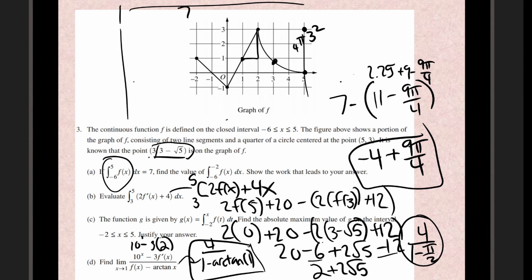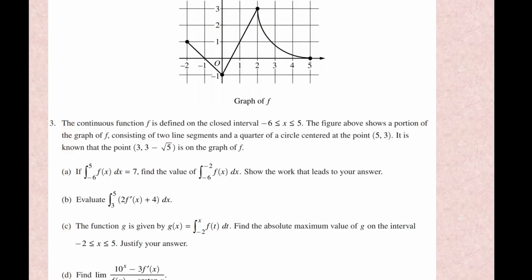Alright, apologize for being derpy, folks. We only have one question. Oh no, we're done with looking at the homework questions.